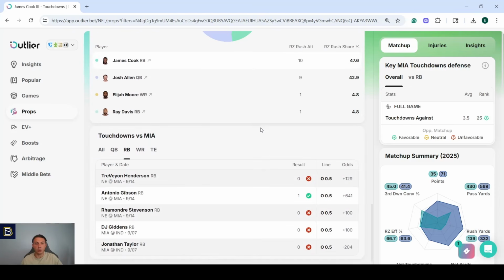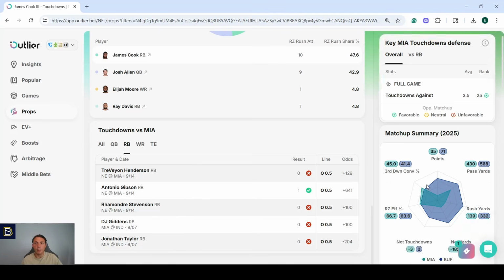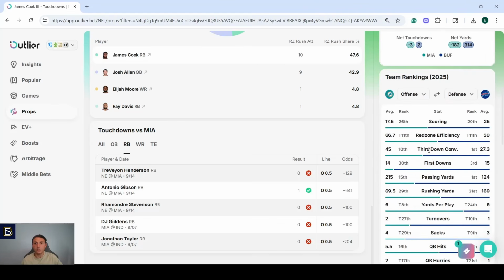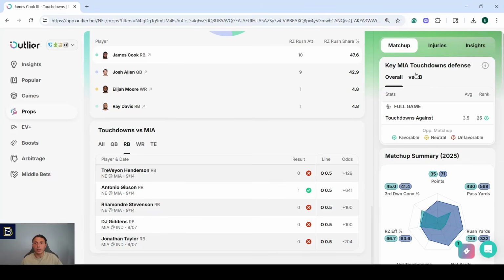But also just as importantly, Outlier has stats on the opposing team, like for example, how opposing running backs have done against Miami, their odds, and whether or not they hit their touchdown odds, a matchup summary, offensive and defensive team rankings that you can switch between, strength of schedule, and just as importantly as well, key Miami touchdown defense against position as well as overall, so you can see how they do against running backs.